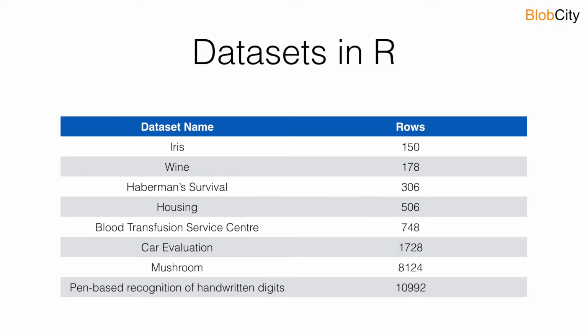For training and testing any intelligent system, you need a reference dataset. R also ships with sample datasets. These datasets can be used for training and testing your machine learning implementations.